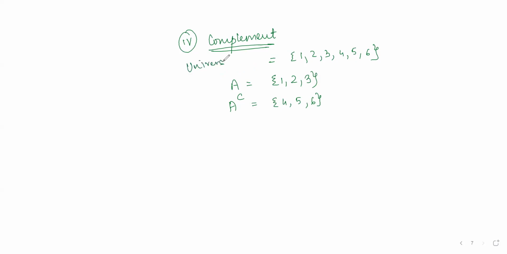The universal set is say 1, 2, 3, 4, 5, 6. A is 1, 2, 3. A complement are all the elements that are in the universal set but not in A. Okay? Is it clear? If it is clear, then please raise your hand. That is the universal set.